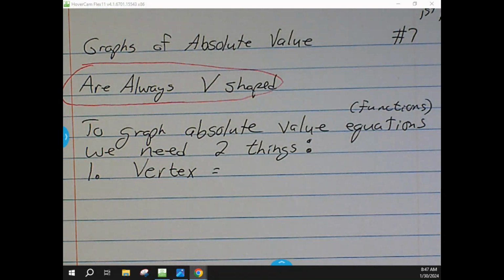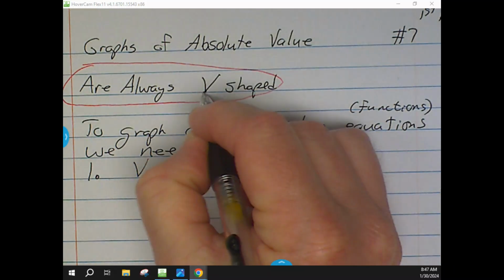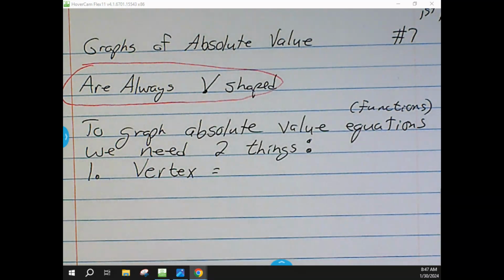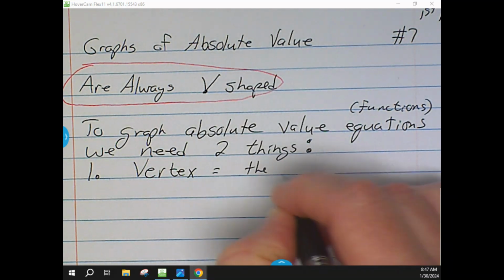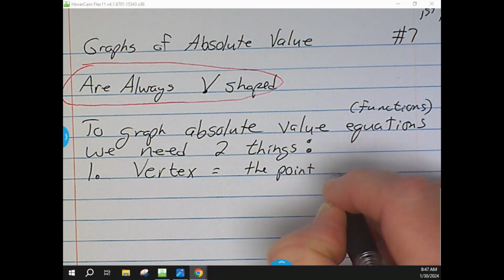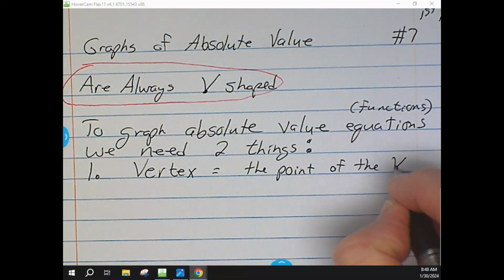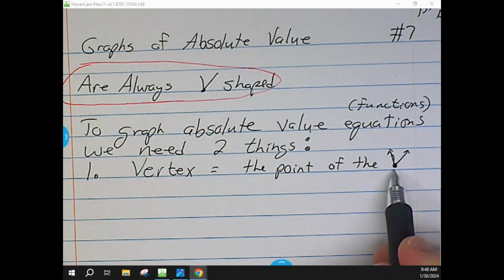Okay, we're talking about the vertex. That's the point of the V. If you're talking about a V shape, it's where the two rays would kind of pinch off. That's the point of the vertex. Okay, so if we're graphing that one, that would be your vertex right there.